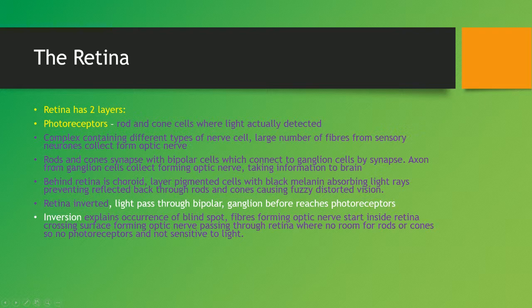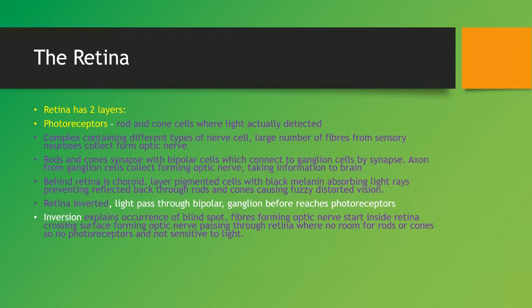So the retina has two layers. The first layer is the photoreceptors, which are the rod and cone cells, and this is where light is actually detected. The retina is a complex structure which contains different types of nerve cells, and a large number of fibers form sensory neurons that collect to form the optic nerve. Rods and cones will synapse with the bipolar cells, which connect to ganglion cells by a synapse. The axons from the ganglion cells will collect to form the optic nerve, and this will take information to the brain.